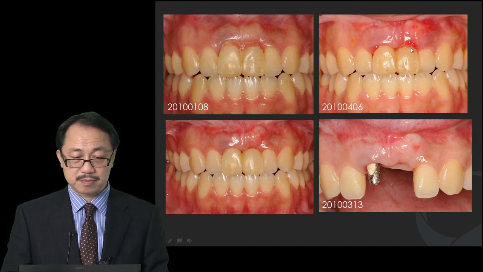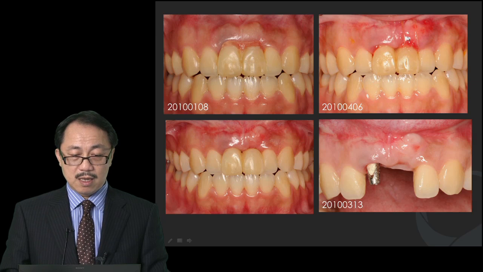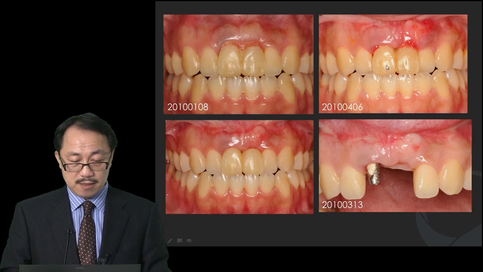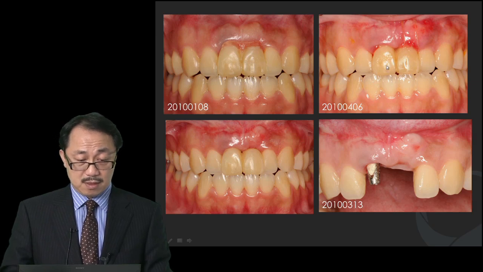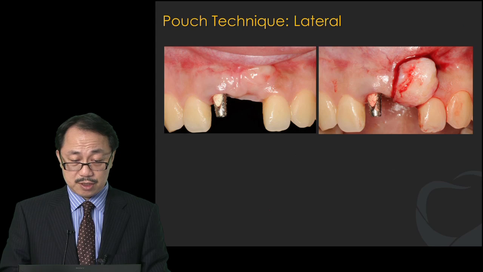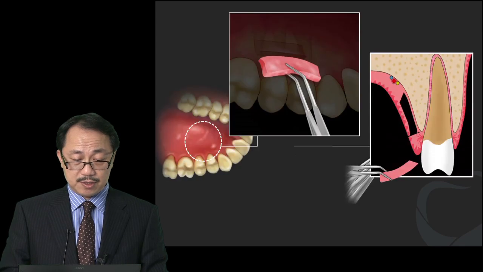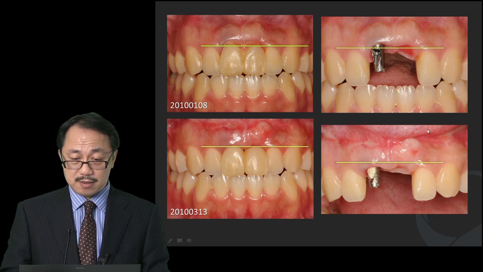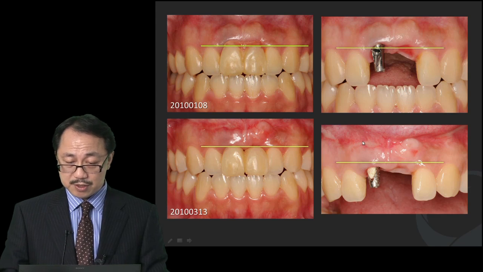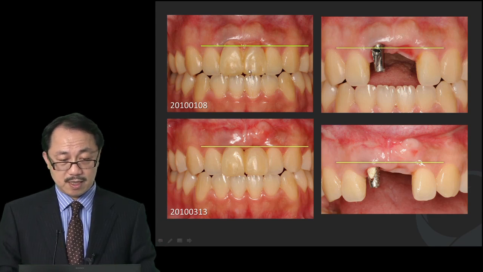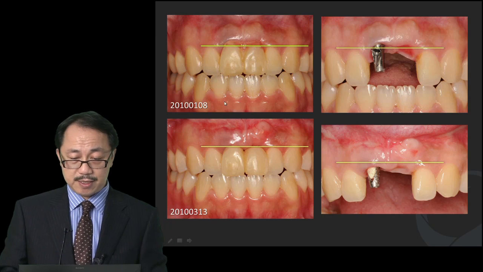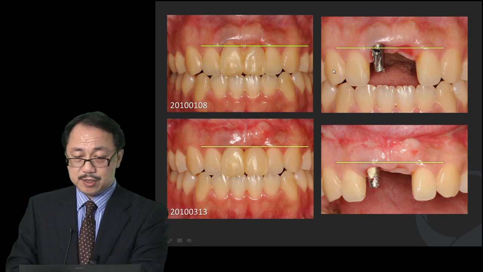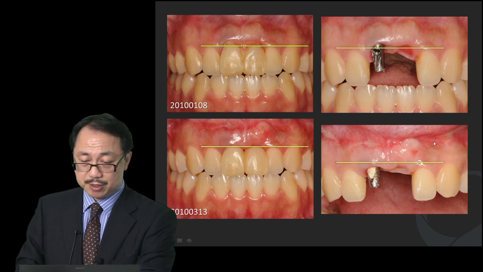Bilateral pouch. So then this is before, and this is 2 months later, and this is 6 months later where the second surgery was performed. This is about 6 months later, and 1 year later, the patient received a permanent restoration.